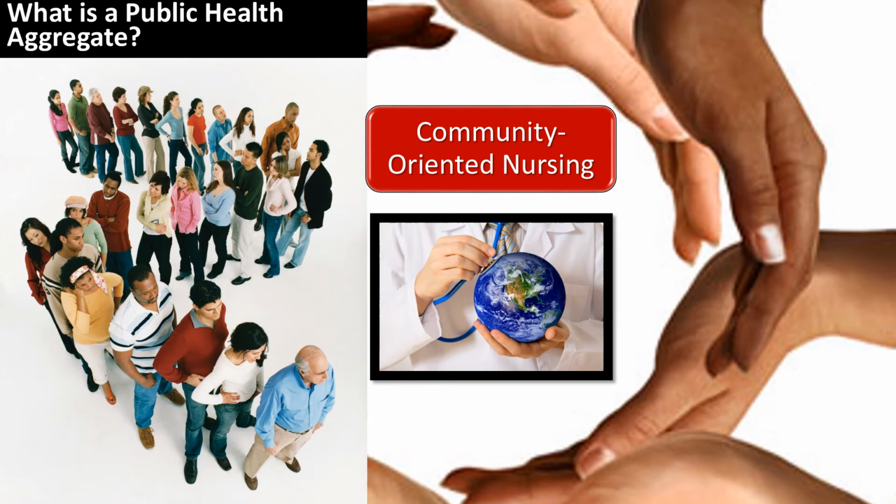So we think of community as an aggregate. What is an aggregate in public health? An aggregate is defined as a collection of people who share one or more personal or environmental characteristics, such as geography or special interests. So that's how we're going to define an aggregate. In community-oriented practice, we isolate a group of people and we intervene for health services for that group.